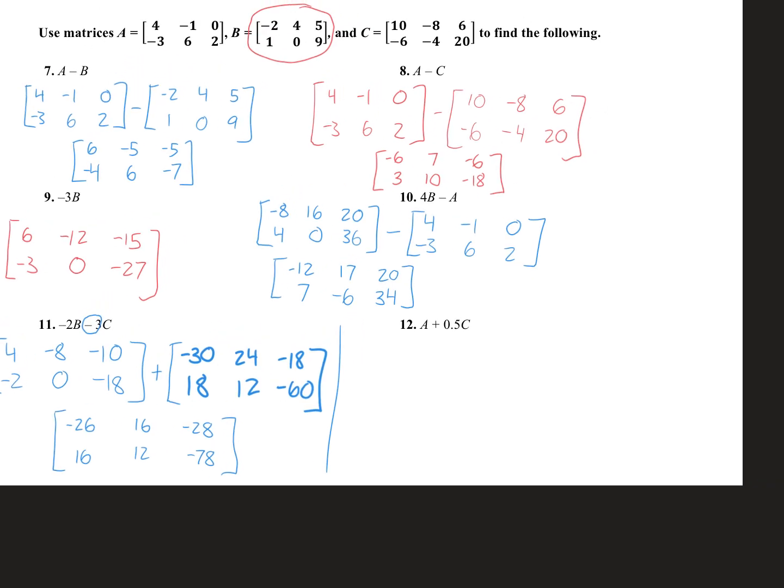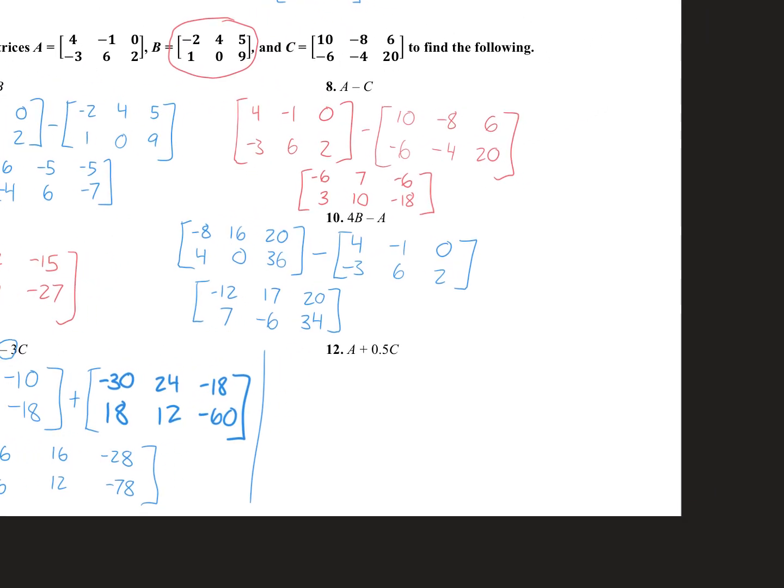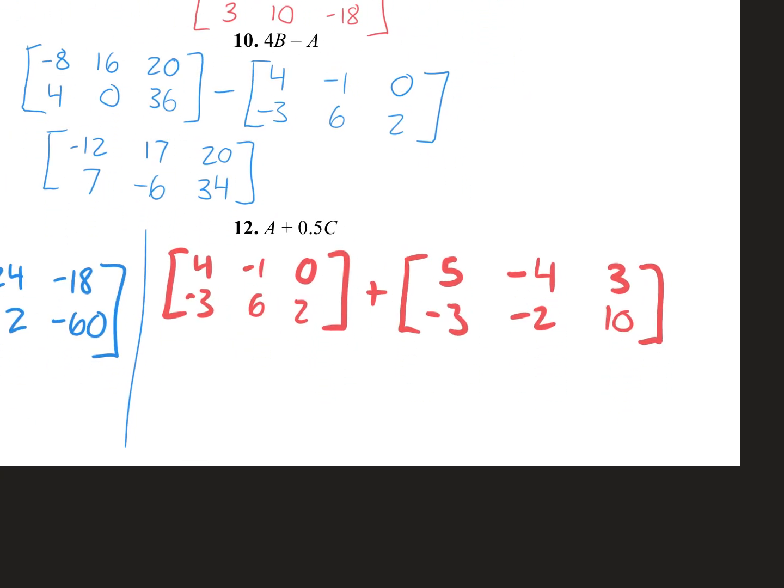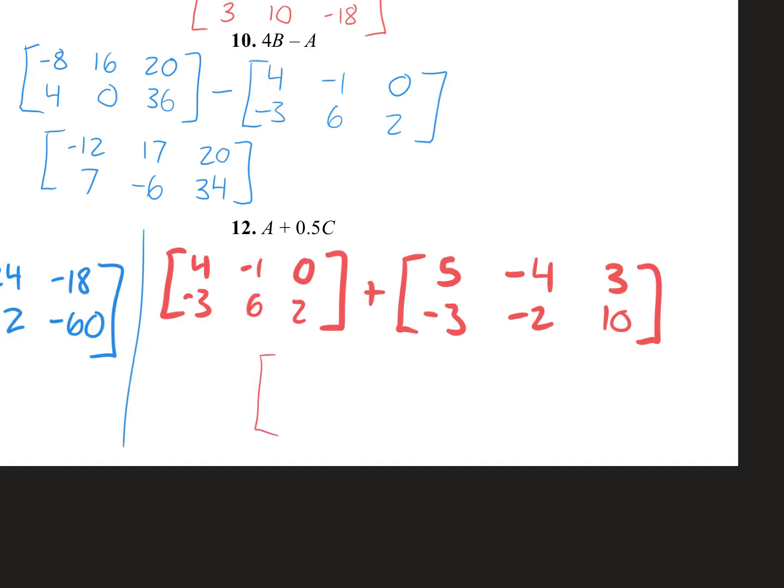All right, for number 12, I'm going to rewrite matrix A. And I'm going to multiply everything in matrix C by 0.5. So I'm just going to divide everything by 2. That's the same thing as multiplying by 0.5. All right, so we get 5, negative 4, 3, negative 3, negative 2, 10. So now I add the corresponding locations.